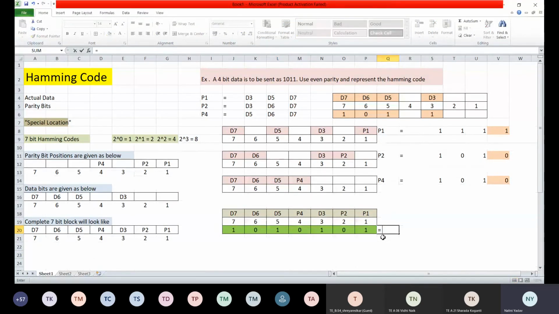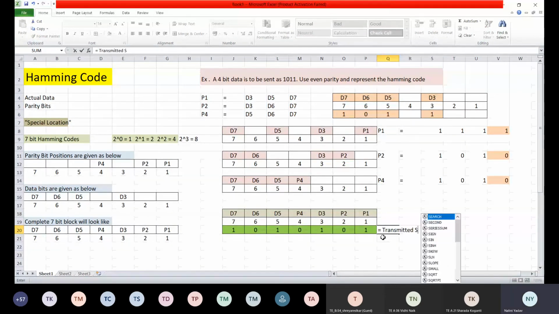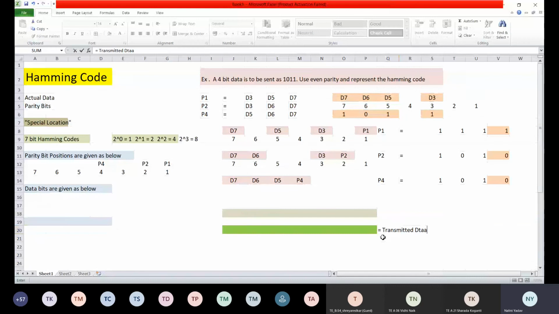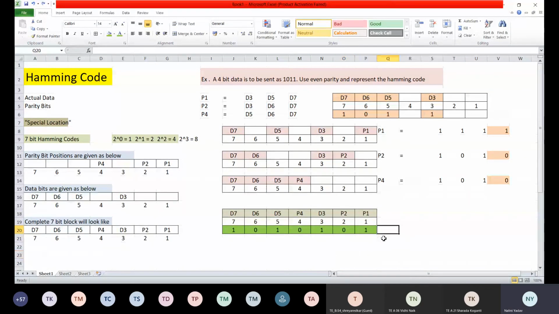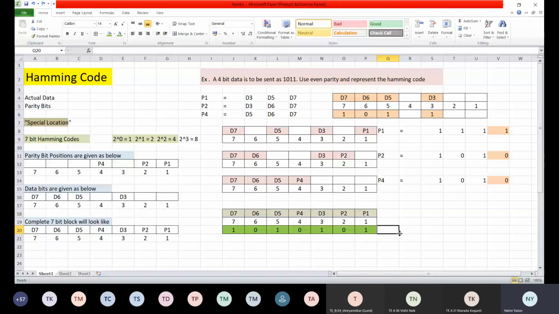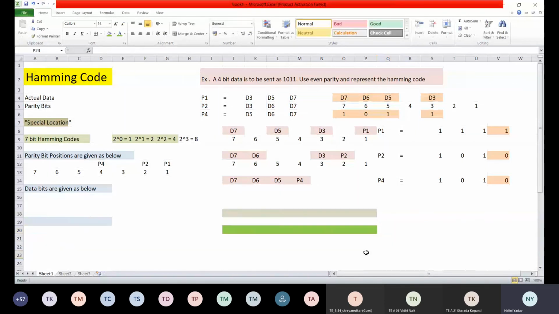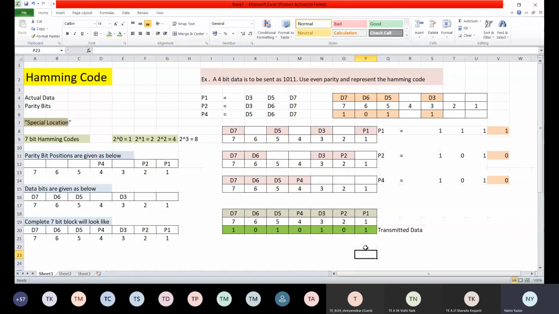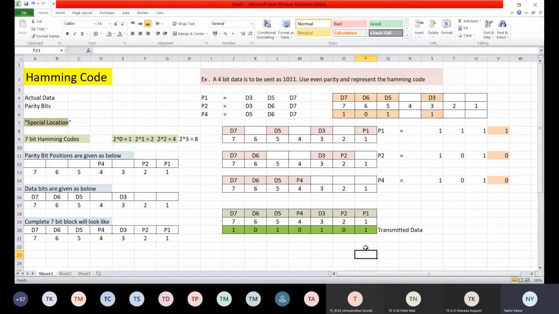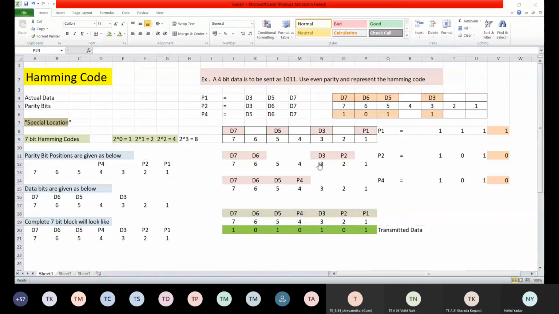This is my transmitted data. Correct. So this is my transmitted data. Understood all of you? What is my transmitted data? And is the Hamming code clear with all of you?